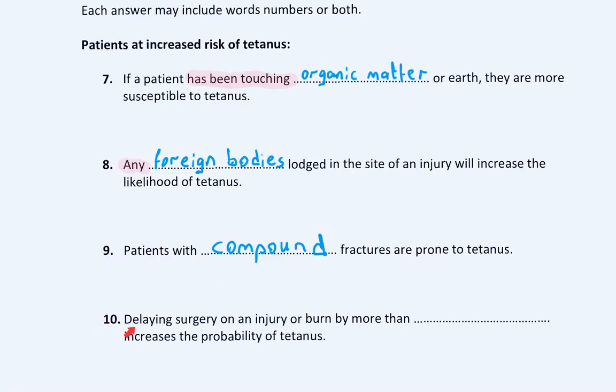Question 10. Delaying surgery on an injury or burn by more than dash increases the probability of tetanus. So we are still talking about increases the probability of tetanus. Probability also means risk, all right, of tetanus. So we still go to the risk. Then we look for delaying surgery or an injury or burn by more than. So all these are keywords. If you see burn, if you see surgery or injury, then you look for the time. All right. So we are looking for time, more than.